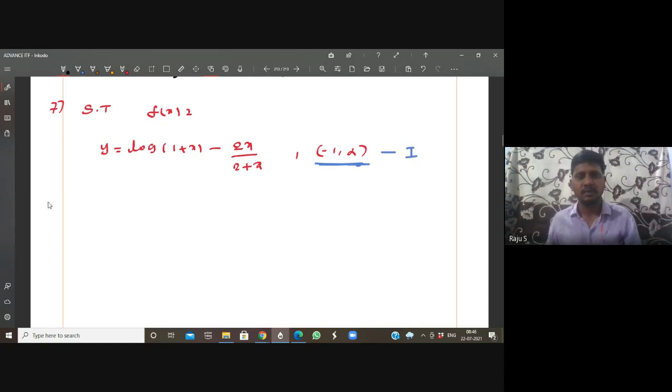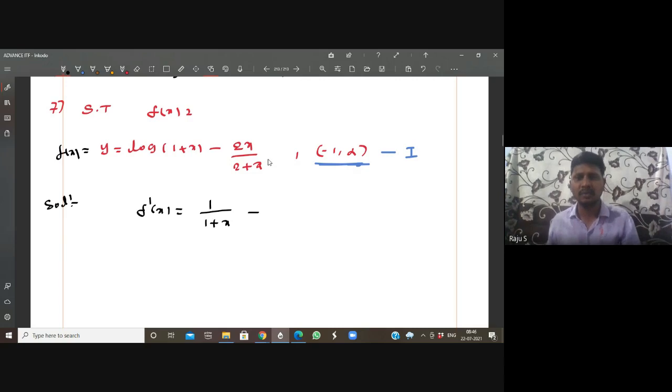Simple. Same. First, what shall we do? f dash of x. First is to differentiate. If I take y is equal to f of x, then f dash of x is 1 by 1 plus x minus... Okay, what is the derivative of 2x by 2 plus x? u by v rule. What is the formula for u by v? v u dash minus u v dash by v square. Right, students?